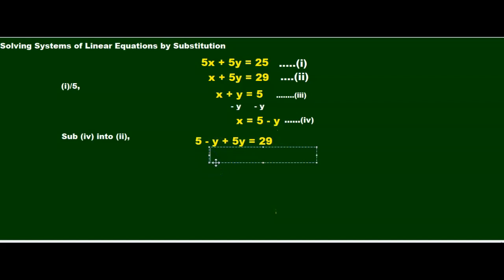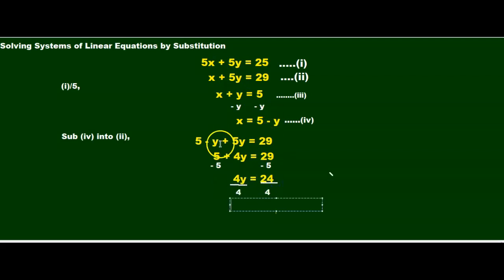So I'm left with 5. 5y minus y gives me 4y equals 29. I want to get rid of everything around my y, so I'm going to subtract 5 on both sides. And that leaves me with 4y equals 24. And we're going to divide both sides by 4, which leaves me with y equals 6.